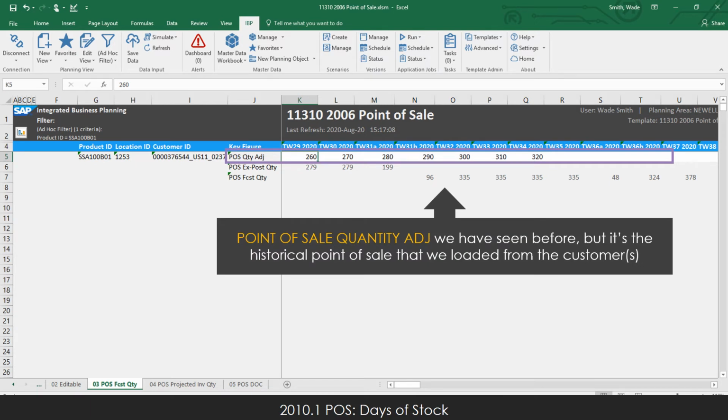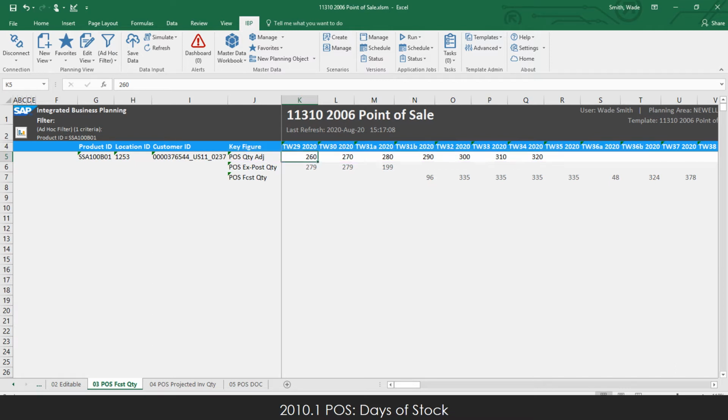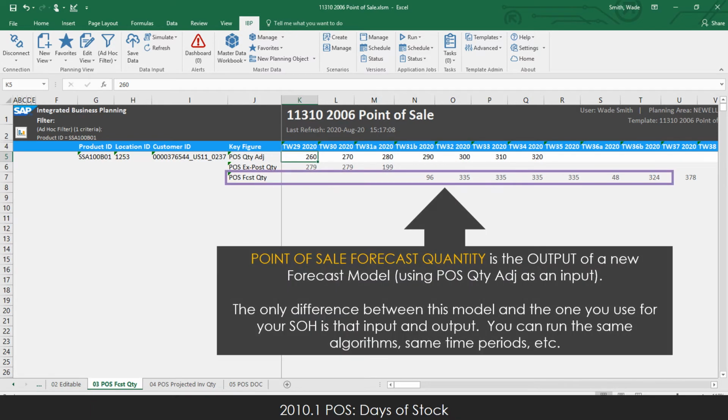Here, the point of sale quantity adjustment we've seen before, but it's the historical point of sale that we loaded from the customers. The point of sale forecast quantity is the output of a new forecast model using point of sale quantity adjustment as an input. The only difference between this model and the one you use for your SOH is that input and output. You can run the same algorithms, same time periods, etc.